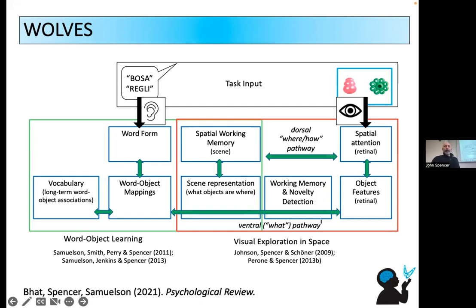So we've got a visual exploration in space model, which perceives object features, spatially attends somewhere, does things like working memory and novelty detection, and forms a scene representation of which objects are where in space. We're going to combine that with a word-object learning model that we published across a couple of different papers, which takes auditory word forms, maps them to visual features, and integrates that with a scene representation. We're going to fuse these two models together to do word-object learning via visual exploration in space.